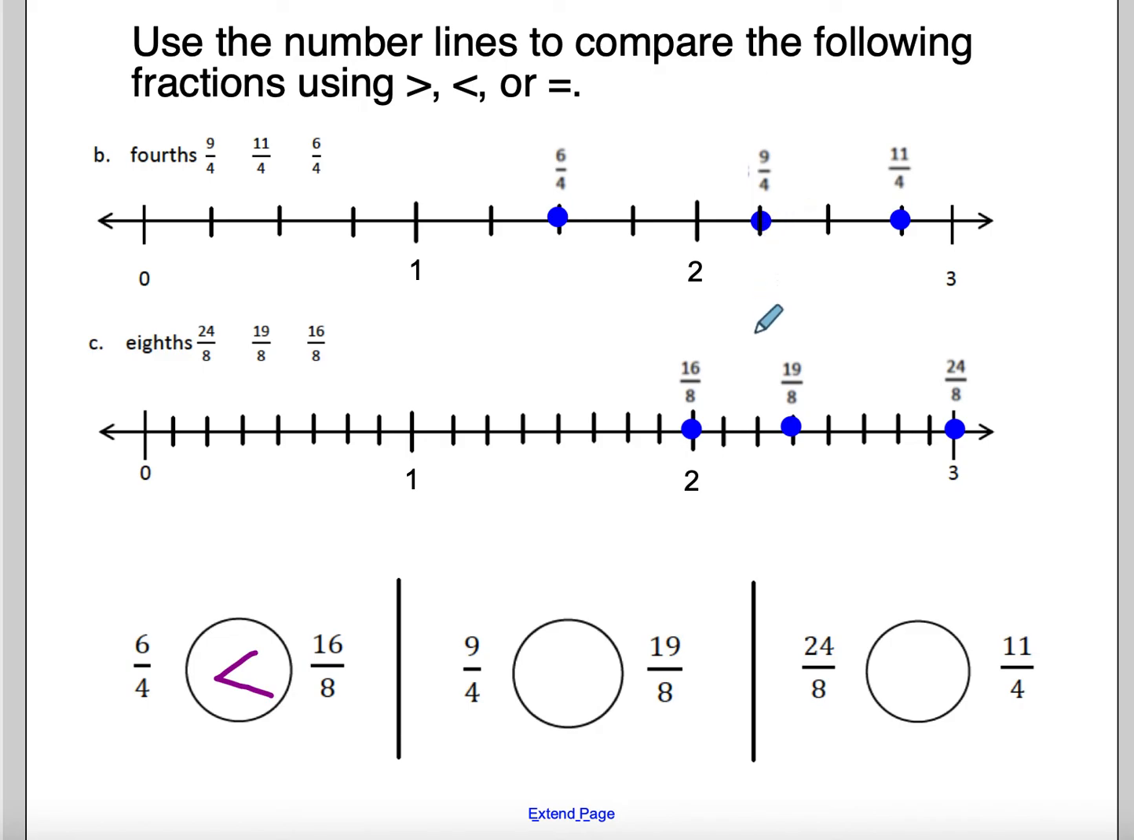They're not. Because I see 9 fourths is lined up perfectly with this fraction here. That would be, this is 16 eighths, 17 eighths, 18 eighths. So 9 fourths would be equal to 18 eighths, but 19 eighths is 1/8 more. Very small amount, 1/8 more. So I'm going to say that 9 fourths is again less than 19 eighths.